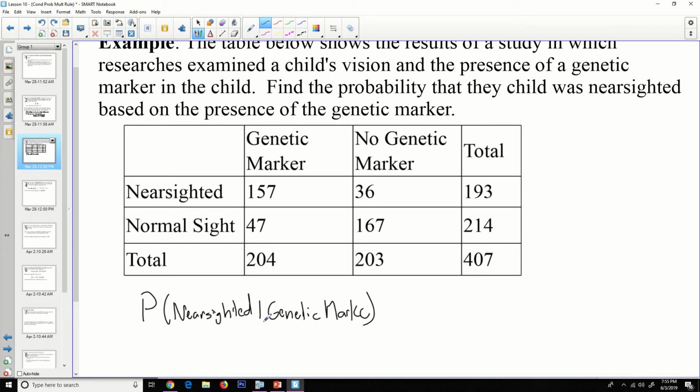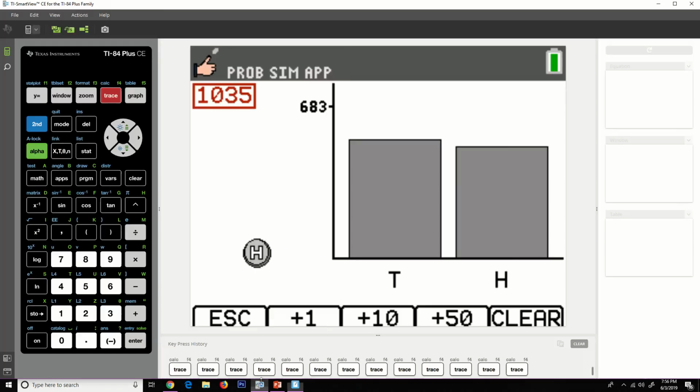And since we say it's given that they have the genetic marker, we can essentially get rid of this whole column and only concern ourselves with this particular column. We are saying that that child, girl or boy, has the genetic marker already. And we want to know the probability that they were not nearsighted if they are already in this column. So in that particular instance, we have 157 over 204. And I don't think that reduces.